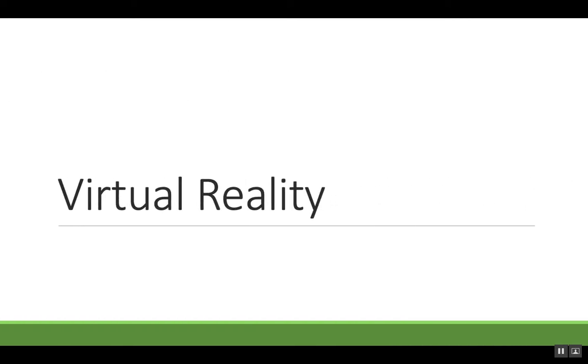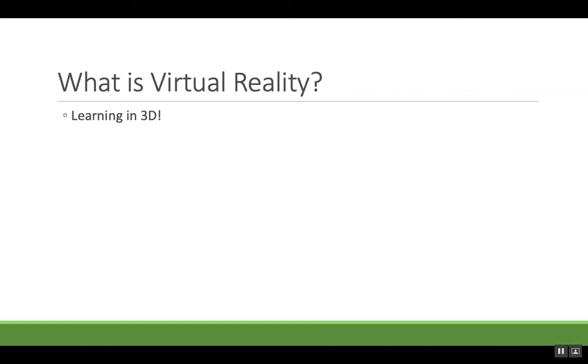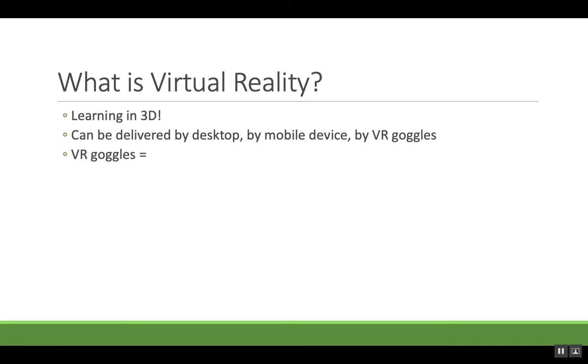Let's talk quickly about virtual reality. What is virtual reality? It's learning in 3D. Think of those people that have the headsets on that are in another world. But virtual reality can be used on a desktop as well, or on a mobile device. Like if you have your phone, you can hold your phone up and look at other worlds through your phone, or you can pop your phone into a pair of goggles or use a fully integrated set of goggles.